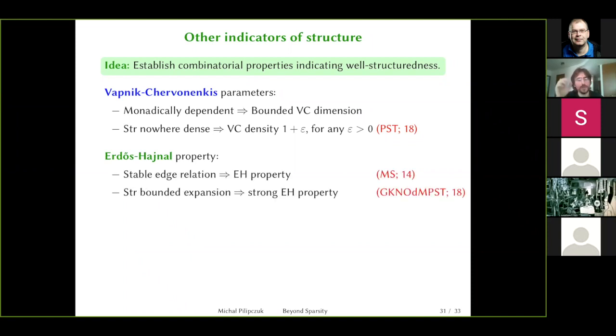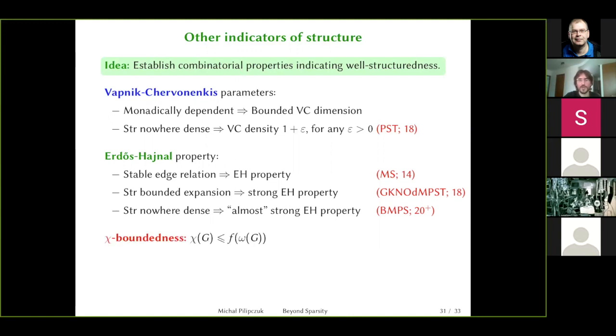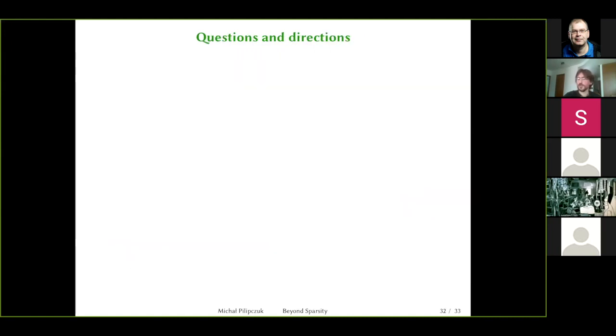You can also have nice application for the Erdős-Hajnal property. When you have stable edge relation, you have the Erdős-Hajnal property, a very nice proof of Malliaris and Shelah. In structurally bounded expansion, you've got even strong Erdős-Hajnal. In structurally nowhere dense, you have almost strong Erdős-Hajnal. This is a new result that we came up with recently with Marcin Briański, Piotr Micek, and Michał Pilipczuk. You also have some interesting properties for higher boundedness. So just to conclude, let me conclude with several concrete open questions in this direction.